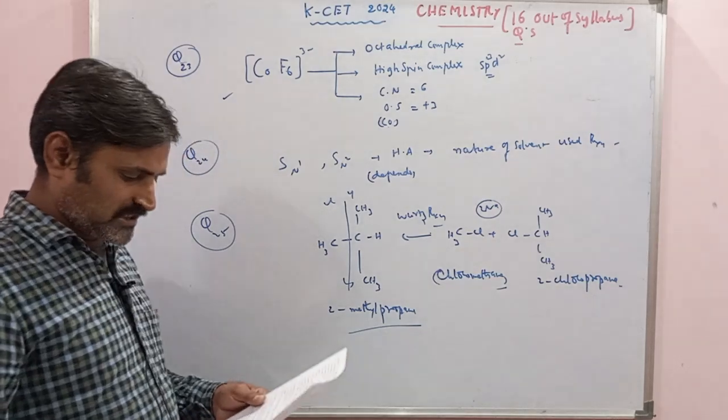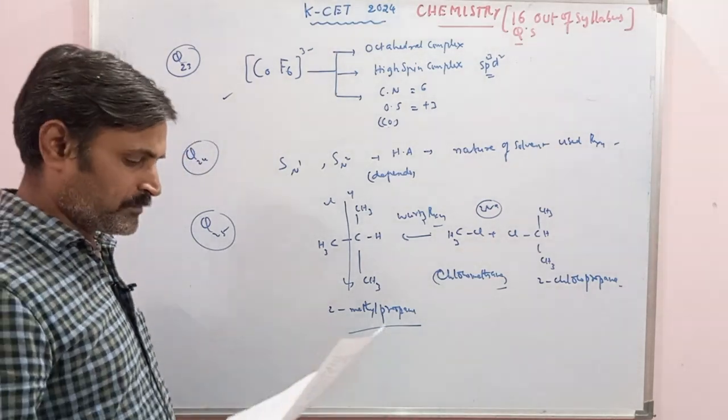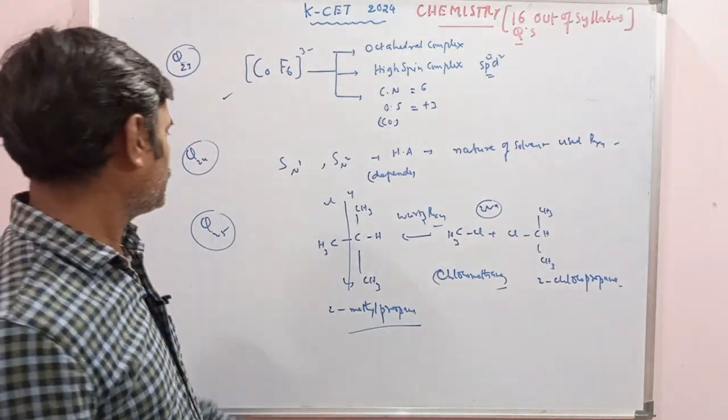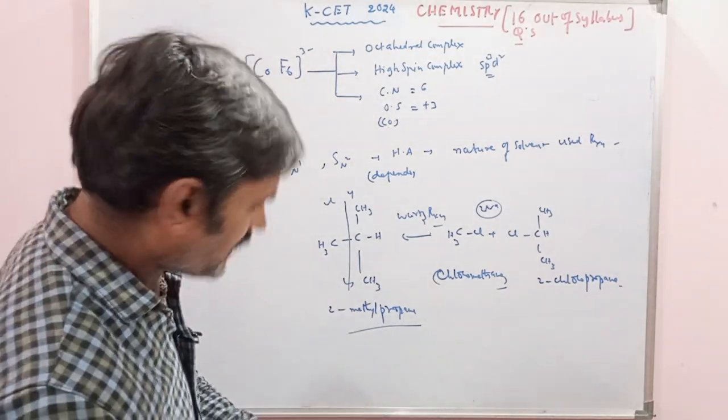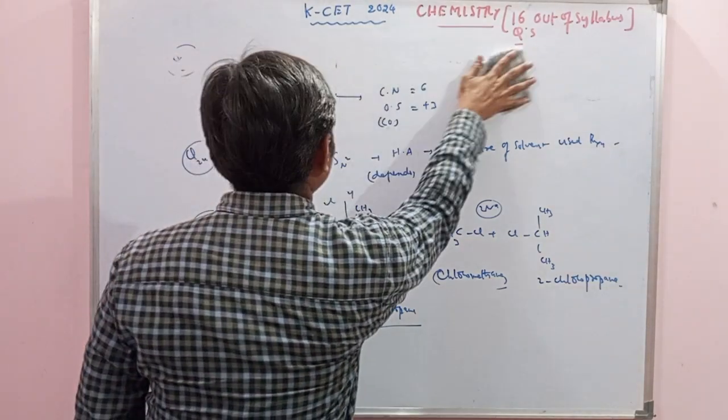That is question number 25. The correct option is chloromethane and 2-chloropropane for this question. Let's move on to question number 26.